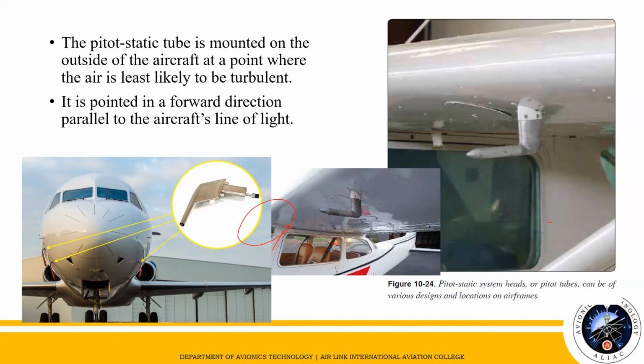Yung iba nakikita nyo sa nose ng fuselage. Yan, katulad nakikita nyo sa image and yung iba sa may wings. So, madami na rin design ang nag-exist. So, siyempre, same lang din naman sila ng pagkuha ng air pressure and static air pressure and mapupunta sila sa may mga instruments.